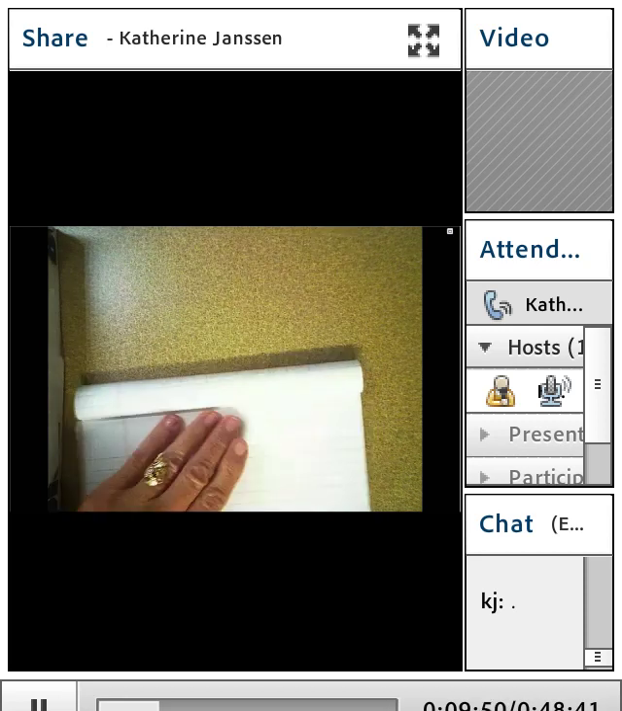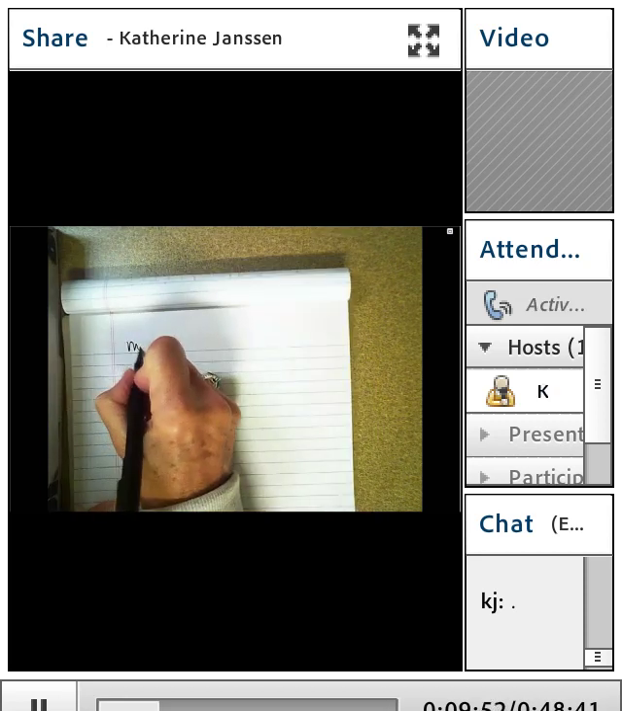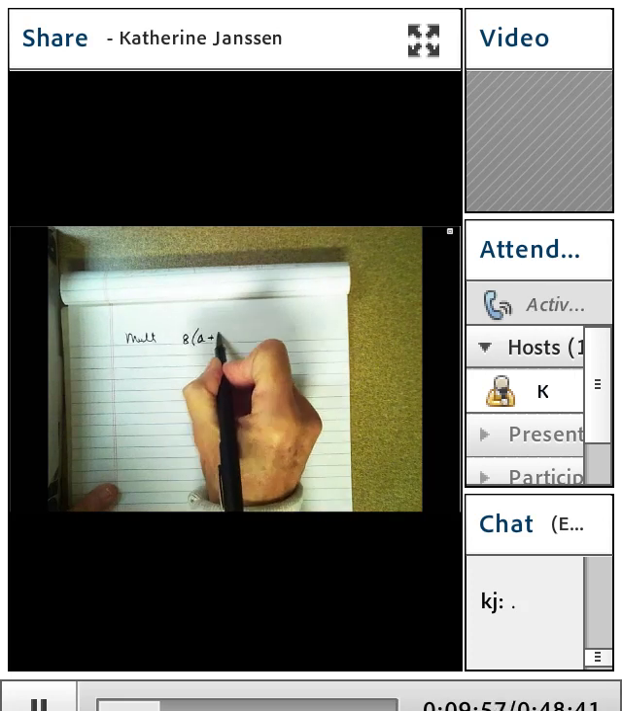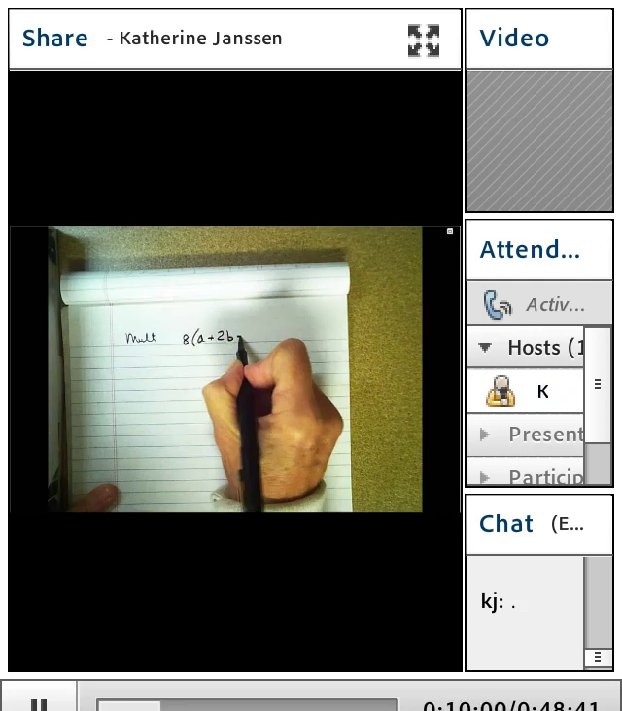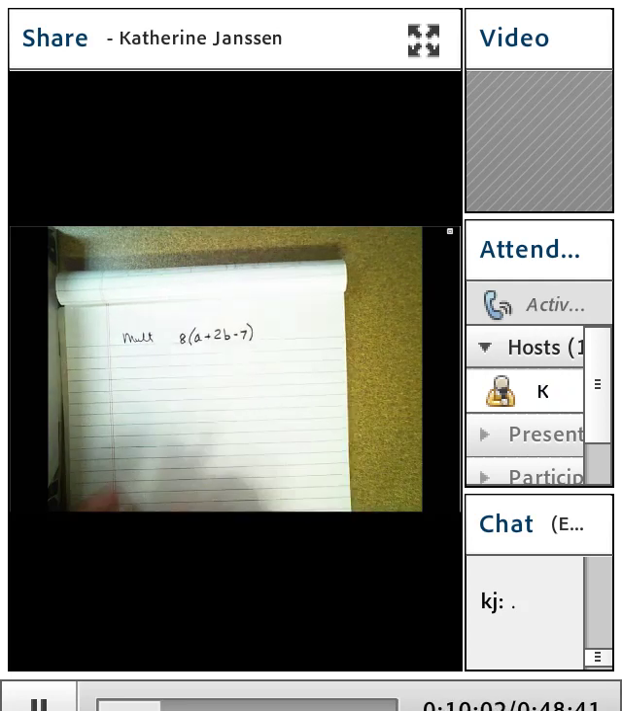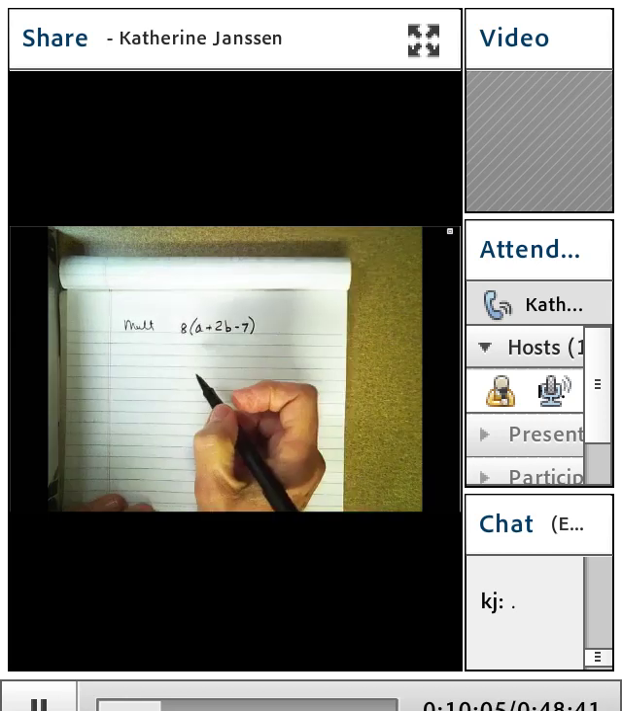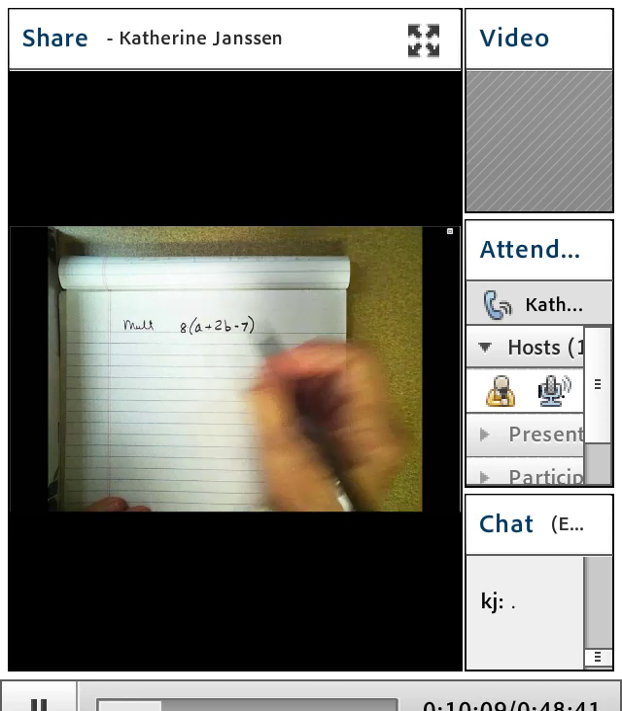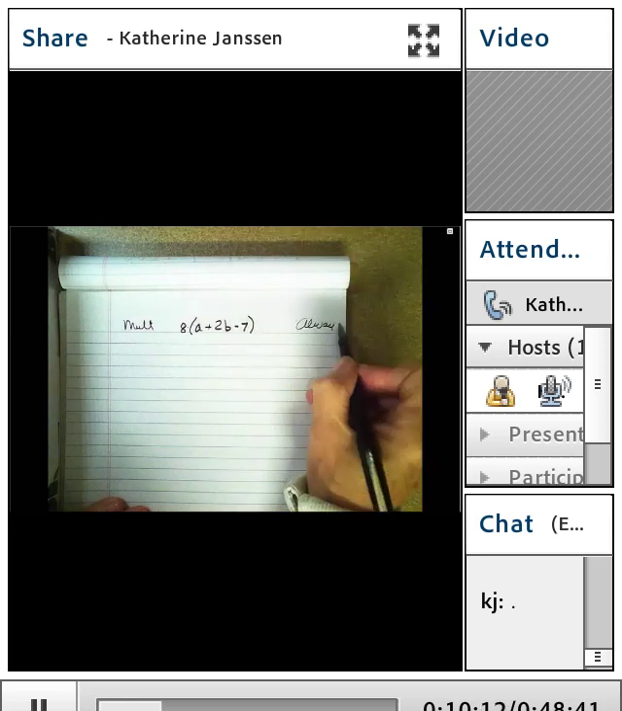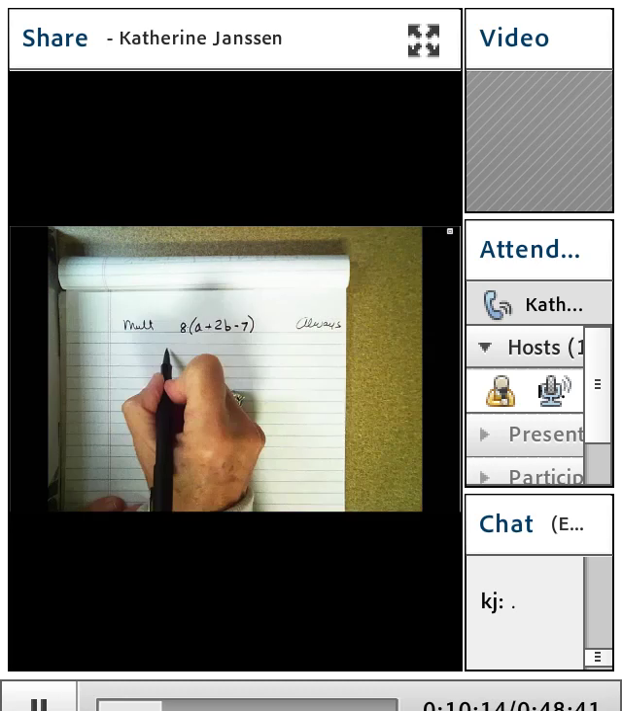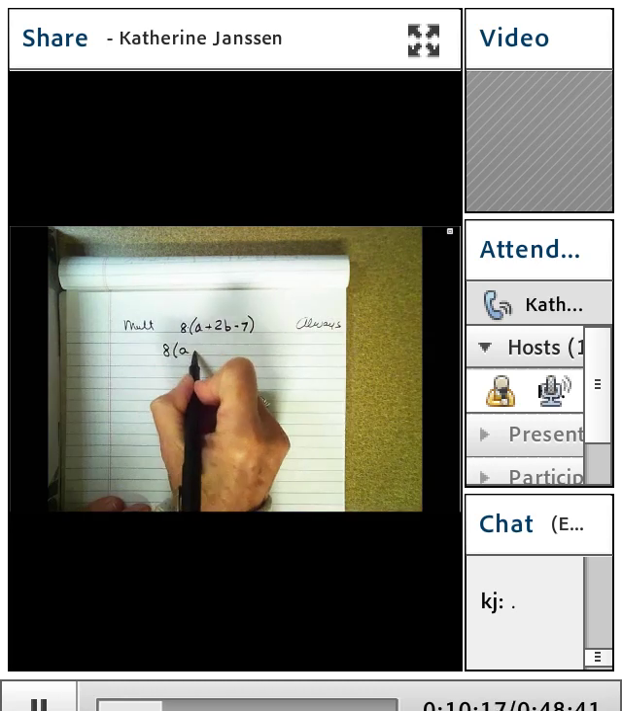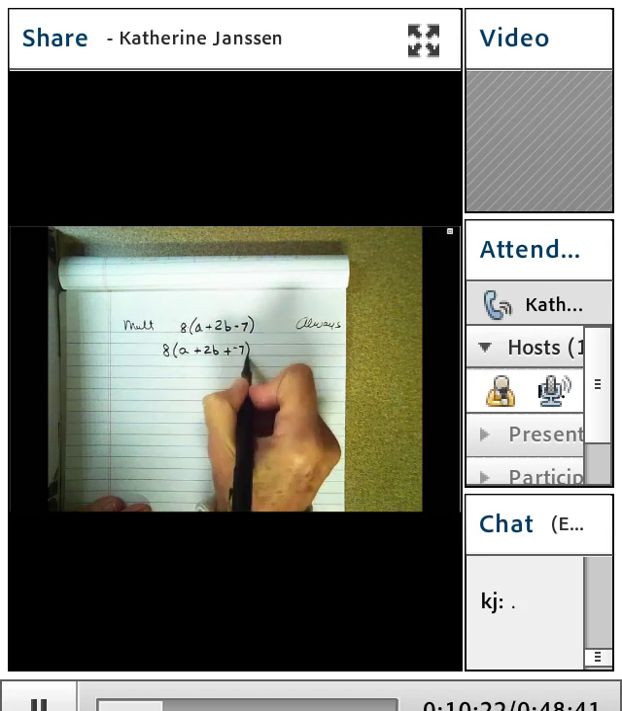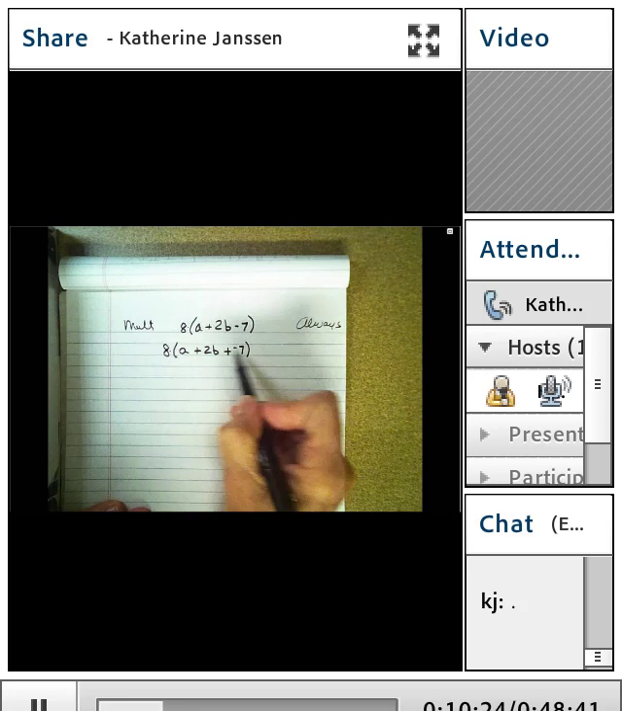Let's see what happens when we multiply 8 times the quantity A plus 2B minus 7. This is 8 times every term within the parentheses. Well, I see subtraction. We always take care of that, so we know the sign of our term. I'm going to rewrite that as 8 times A plus 2B, change subtraction to addition and add the opposite. This is 8 times every term within the parentheses.